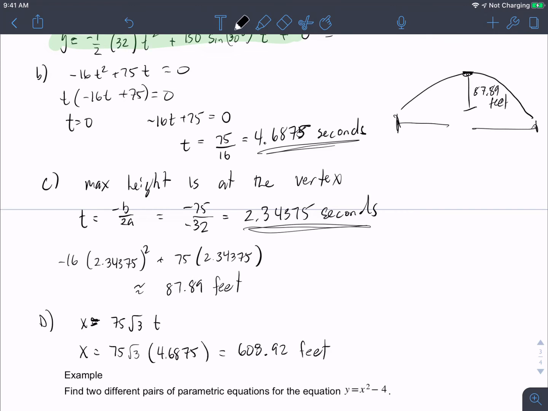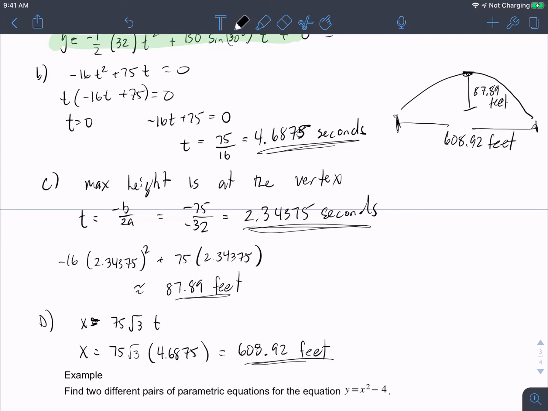And that tells us how far we've traveled lengthwise. So this length would be 608.92 feet, almost 609 feet. That's pretty cool.